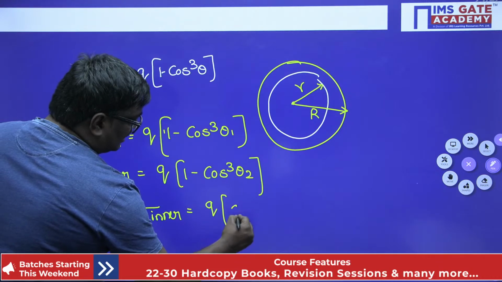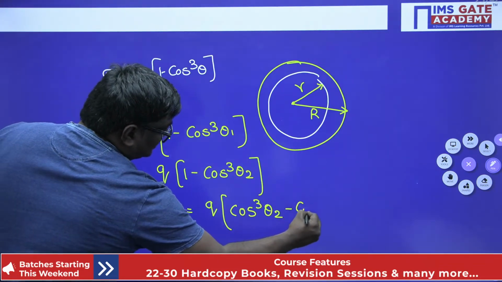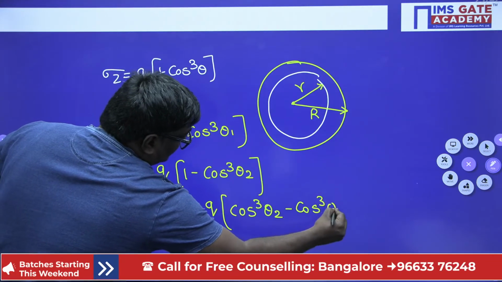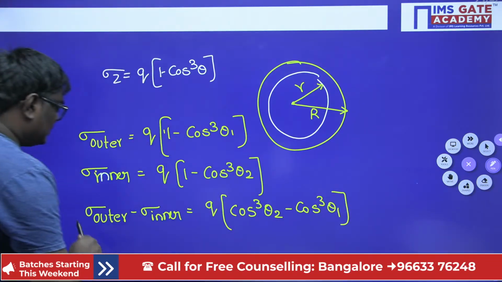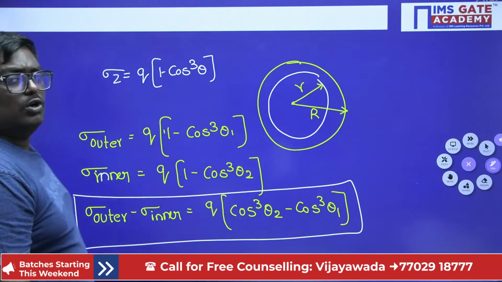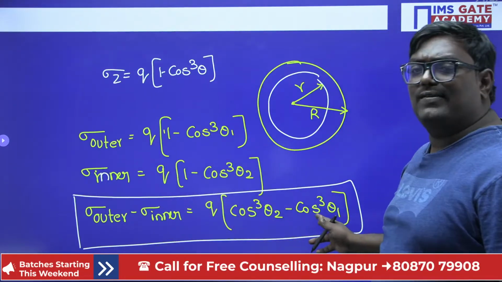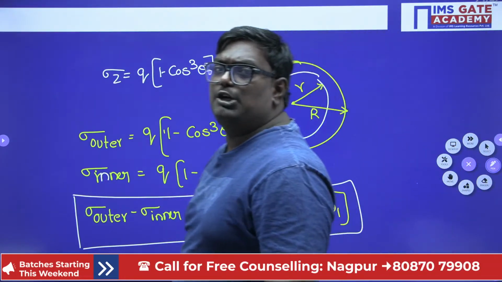So you can write it as cos cube theta 2 minus cos cube theta 1. So please remember this, students. If you get a negative value, please make it positive, because the stress won't be negative in these cases. Sometimes theta 2 is greater than theta 1, so mathematically you should be clear on those things.